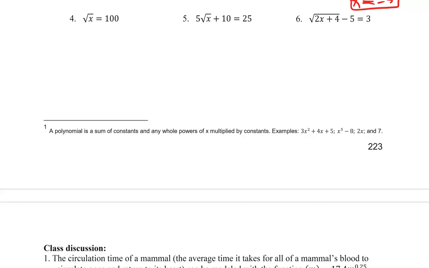Then number 4, square root of x is equal to 100. Here, what we do is we can square both sides to solve for x, so that x is equal to 100 squared, which is equal to 10,000.